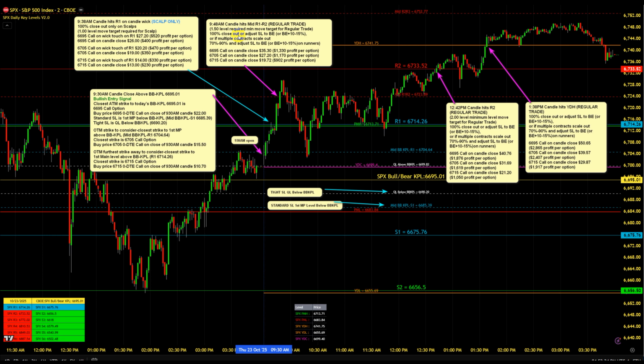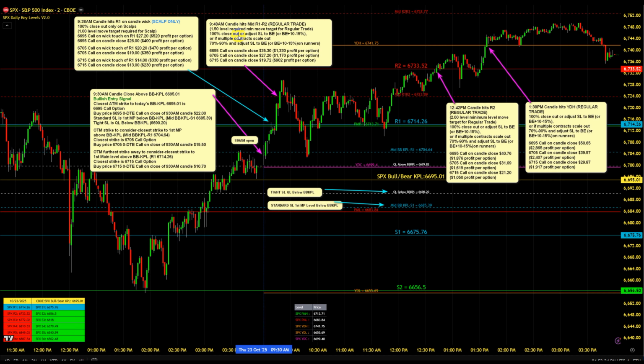Your other option, and this only comes into play if you're trading multiple contracts. If you're trading just one contract, then you only really have two options: one, adjust your stop loss, or the other is just to close out the one contract. However, if you do have multiple contracts, specifically like 4 or more, this also could apply to 3 or more, but preferably 4 or more, then you could close out 70 to 90% of your contracts.